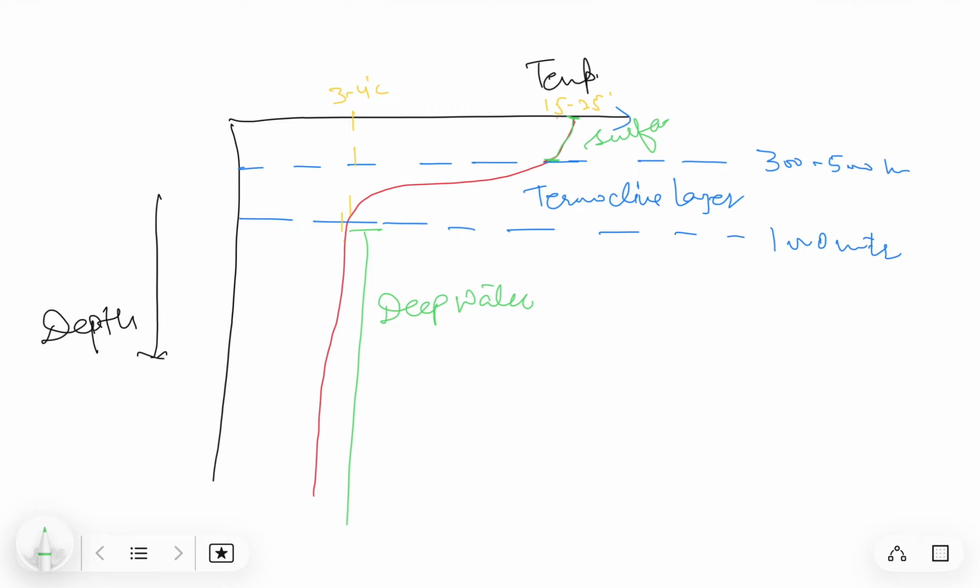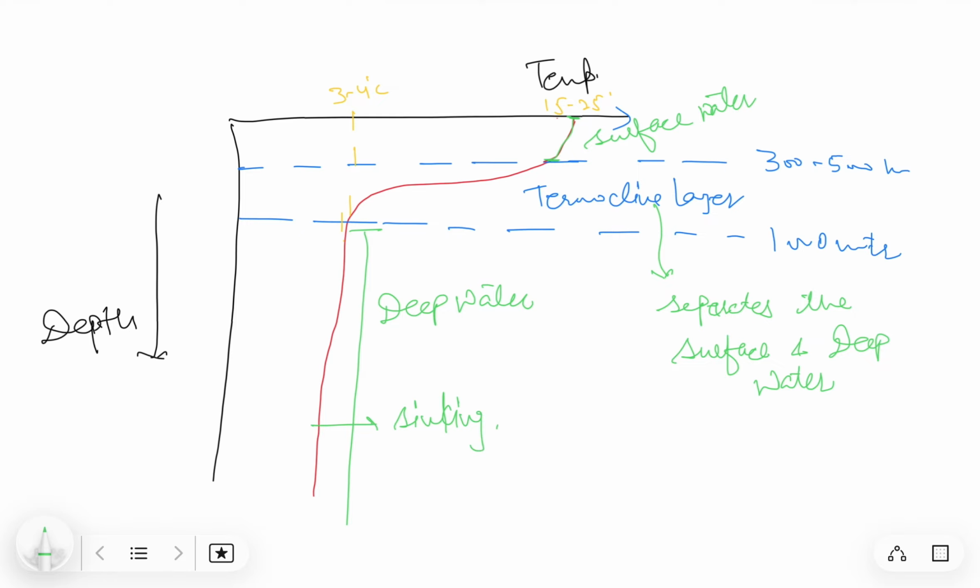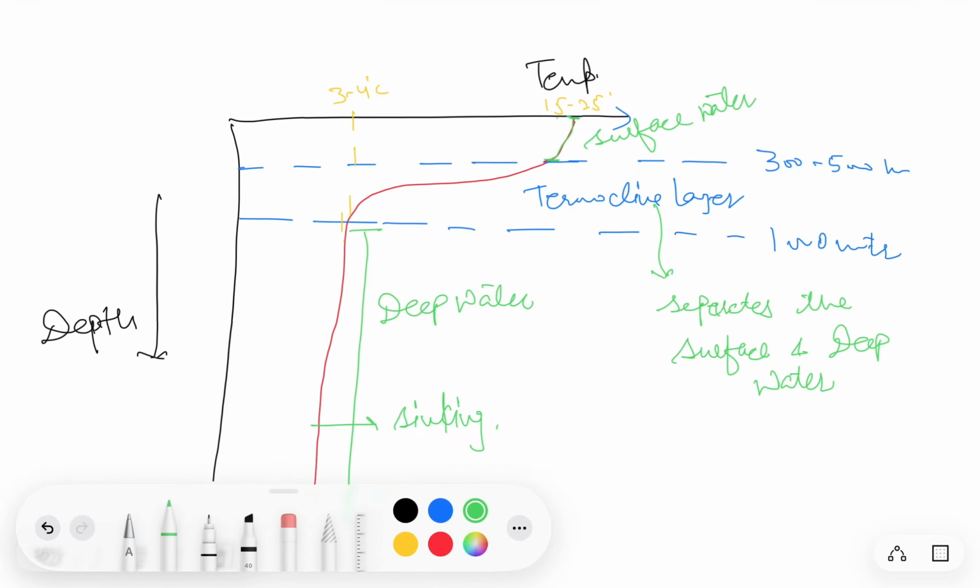And this is the surface water. So the thermocline is the layer that separates the surface and deep water. Here the temperature will start sinking. So this is the general graph.